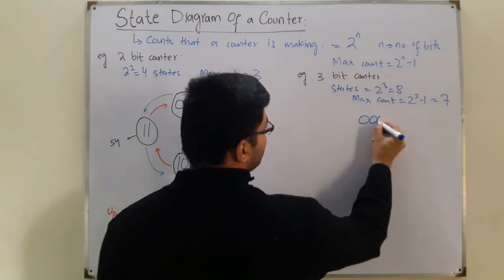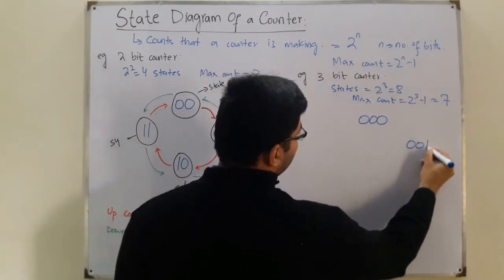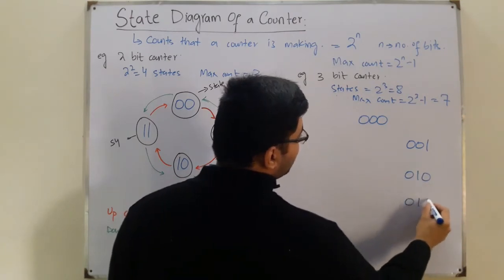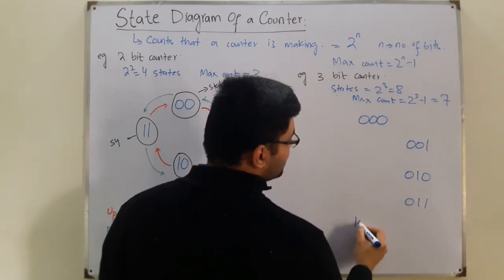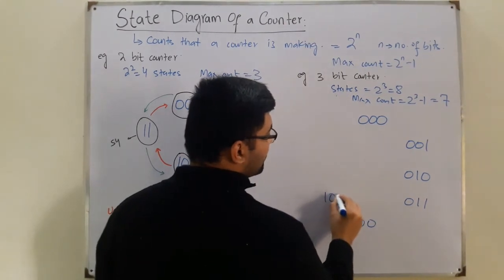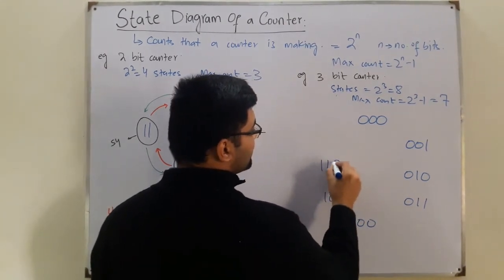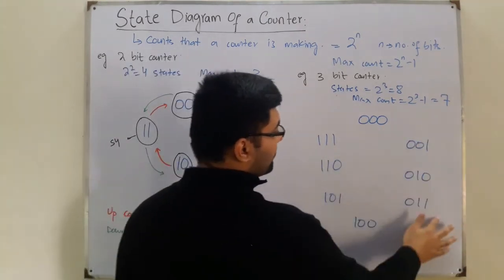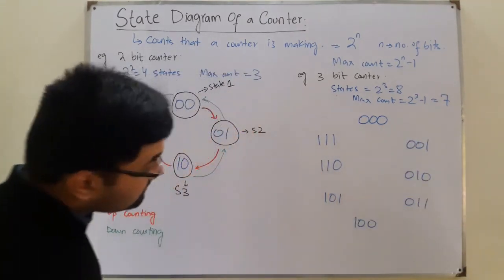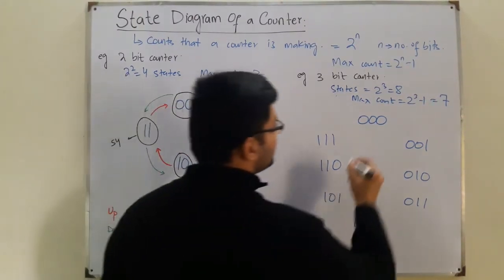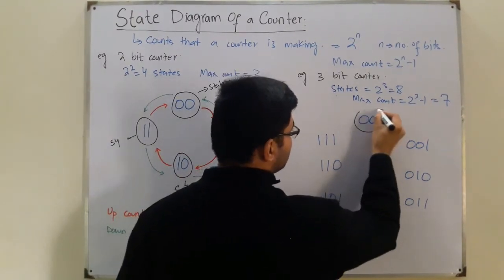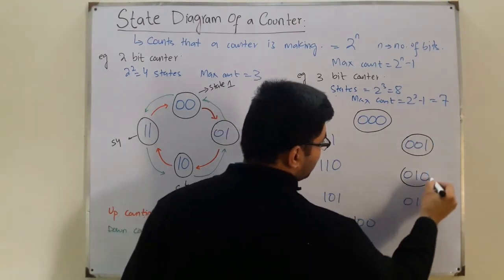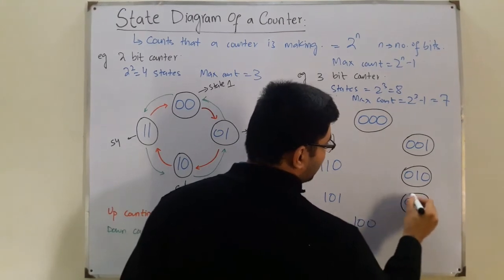You have 0, 0, 0, 0, 0, 1, 0, 1, 0, 0, 1, 1, 1, 0, 0, 1, 0, 1, 1, 1, 0, 1, 1, 1. Did I draw it properly? 1, 2, 3, 4, 5, 6, 7 and 8. Yes, so I made it properly. All right, so you encircle them like this. This is not a circle, but just enclose them like this. Fine.